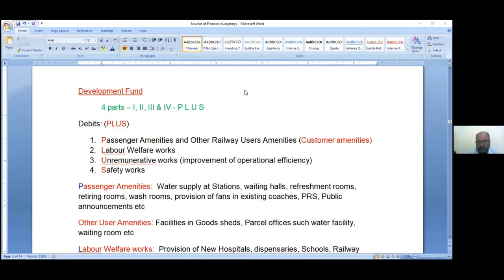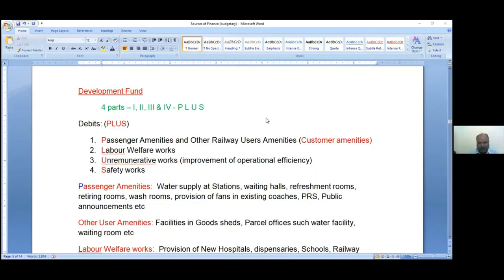PLUS means it is a keyword. P stands for passenger amenities and other railway user amenities. L stands for labor welfare. And U stands for unremunerative works. That means improvement of operational efficiency, but not yielding any rate of return. You cannot expect a rate of return in unremunerative works. So all these works are chargeable to development fund. It is in four parts: P stands for passenger amenities, L for labor welfare, U stands for unremunerative, S stands for safety works.